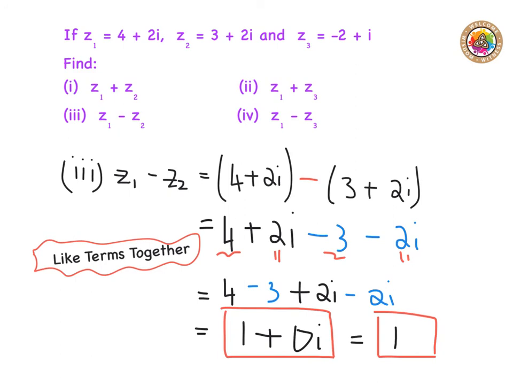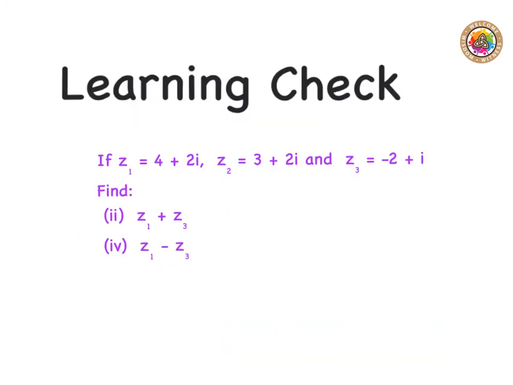Okay, so for your learning check, complete part 2 and part 4 of that example that we've just looked at. So they're the exact same process. And again, remembering that always when we're adding or subtracting complex numbers, just like in all other aspects of algebra, we take like terms together and then we don't run into any issues. Okay, there you go. So complete the learning check and then on to the assignment up on Schoology.